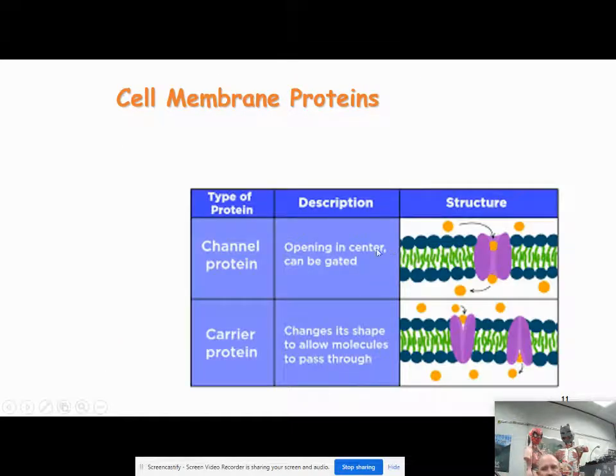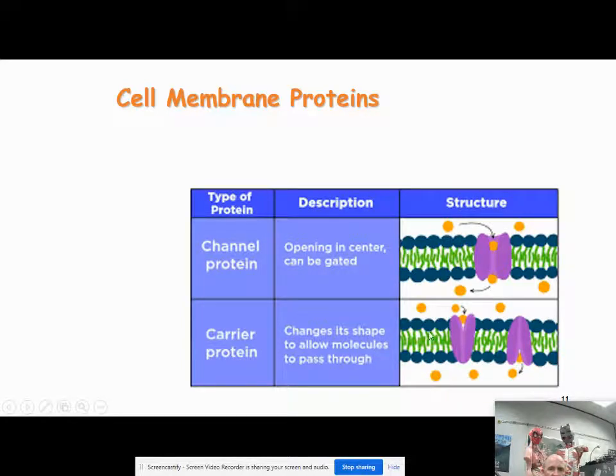Channel proteins are kind of always open, and they allow things to go in and out. Some can be gated, meaning we could put a little gate on here to prevent something from coming in, but as soon as the gate's gone, molecules can freely flow from this structure. They can go in and out.